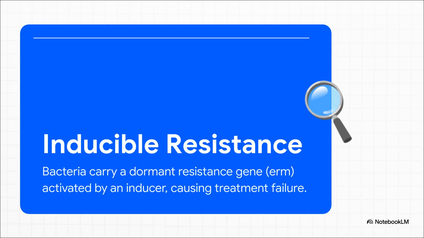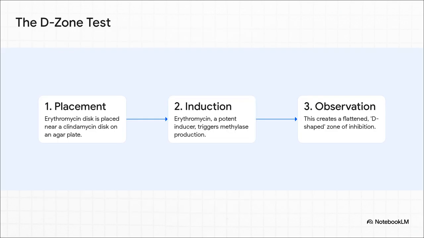Some bacteria, especially staph, have a secret weapon, a resistance gene, but it's a sleeper agent. It's totally dormant. It only wakes up and gets expressed when it's induced by another antibiotic, like erythromycin. So the lab test might come back saying, hey, this bug is susceptible to clindamycin, but then you give it to the patient and boom, the resistance gene gets switched on and your treatment fails. It's a real trap. So how do we spot this hidden threat?